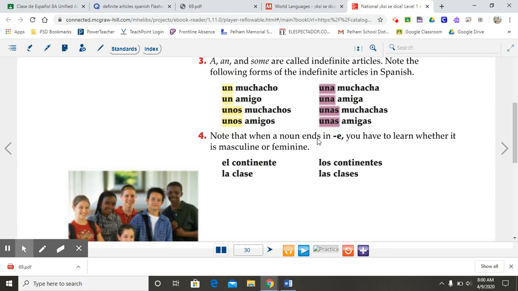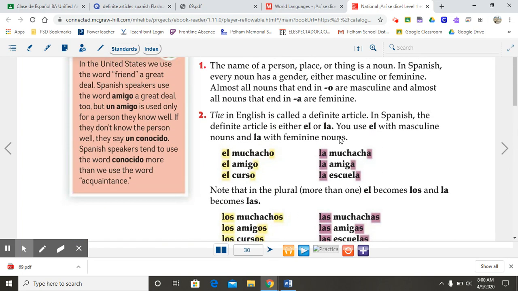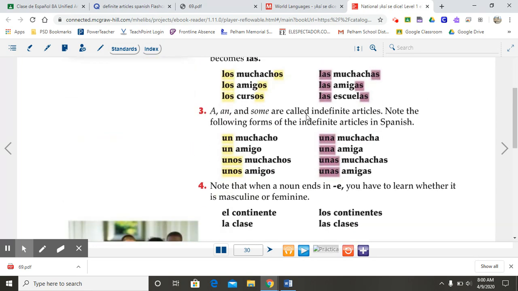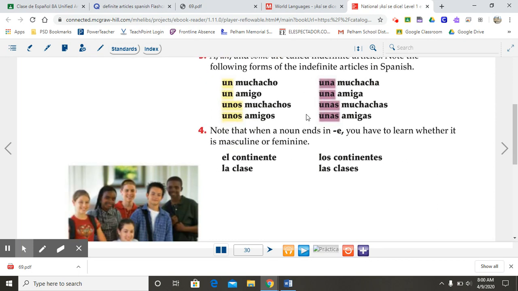Note that when a noun ends in e, because as I gave you the heads up, almost all nouns, 95% of the time, will be masculine or feminine. But what if you come across a noun that ends in e? You have to learn whether it is masculine or feminine.